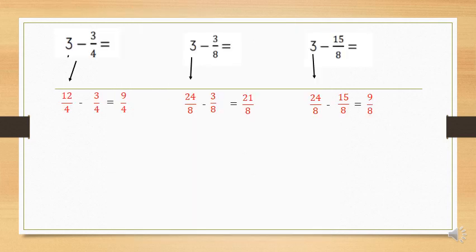Okay, moving on to this question here. You're doing 3 take away 3/4, and your answer should have been 9/4. Then 3 take away 3/8, and your answer was 21/8. And then finally, your answer was 9/8 for the last one.